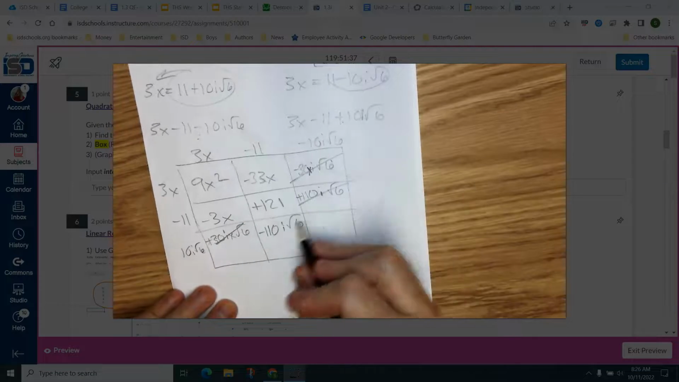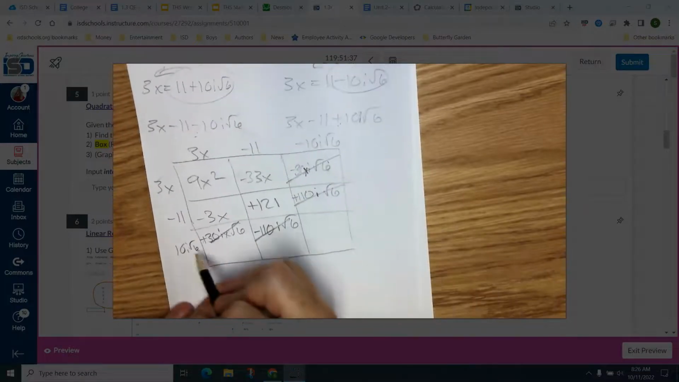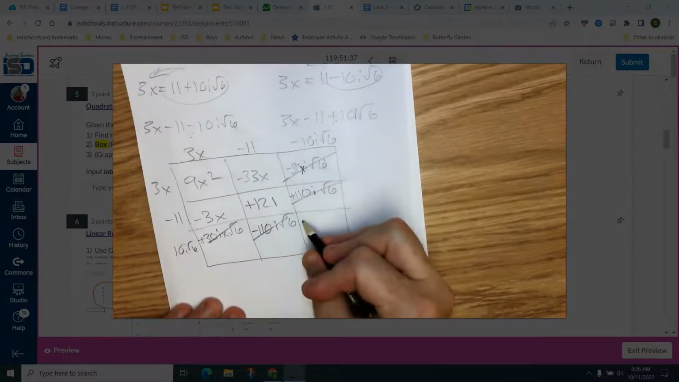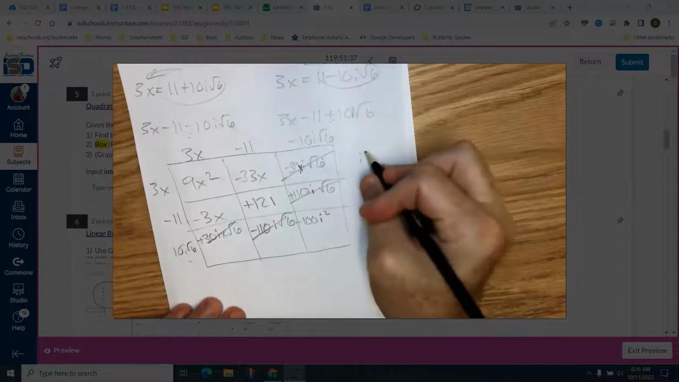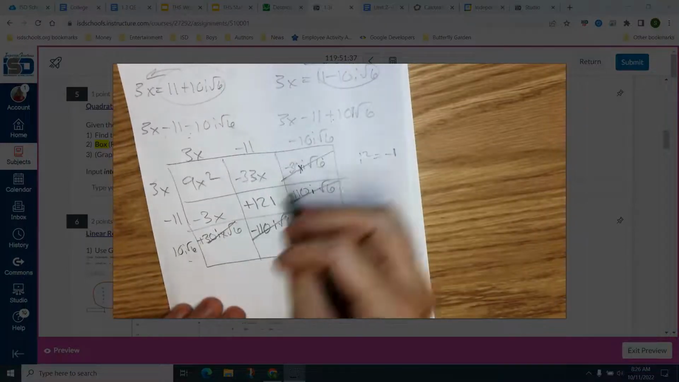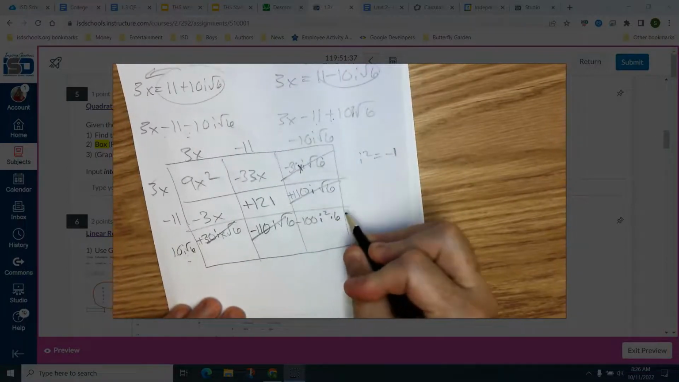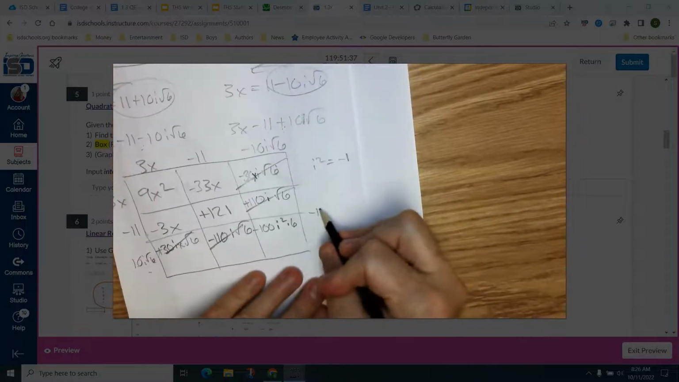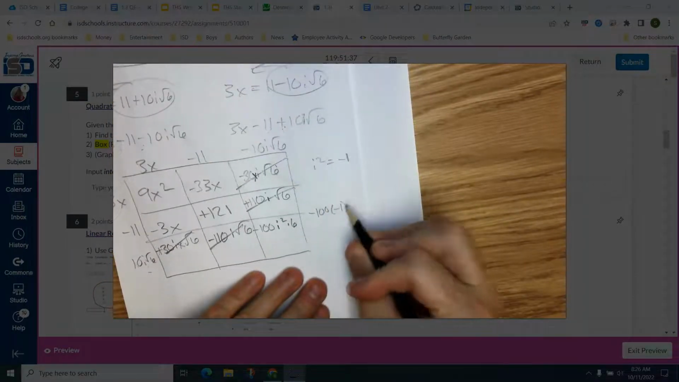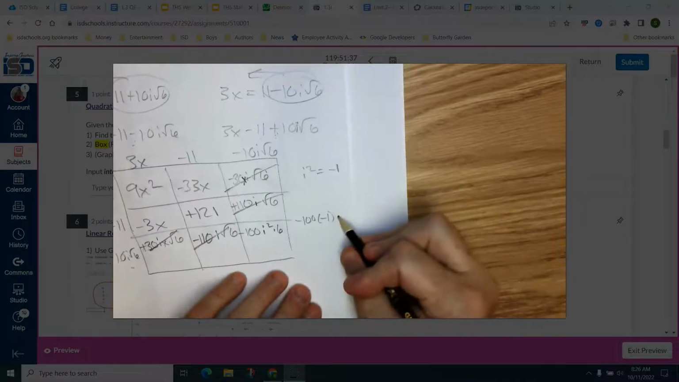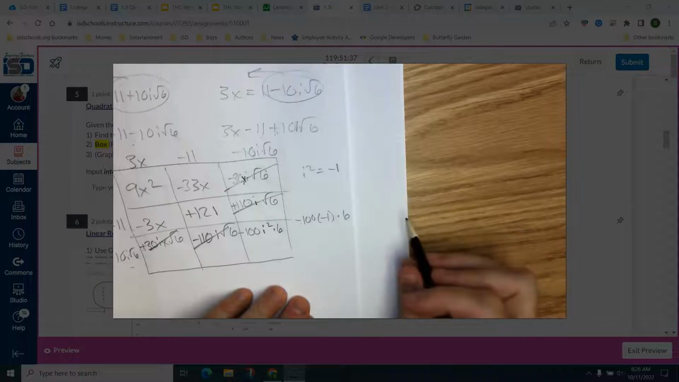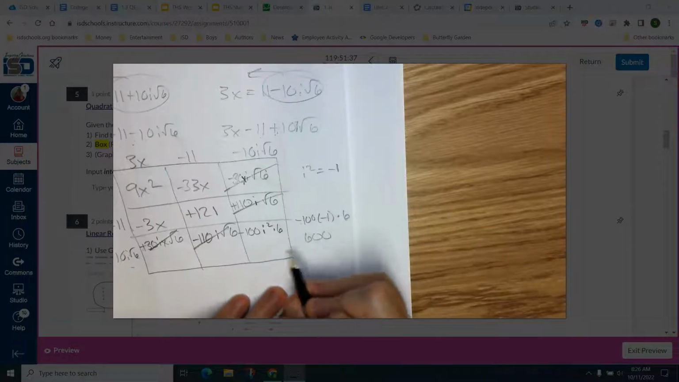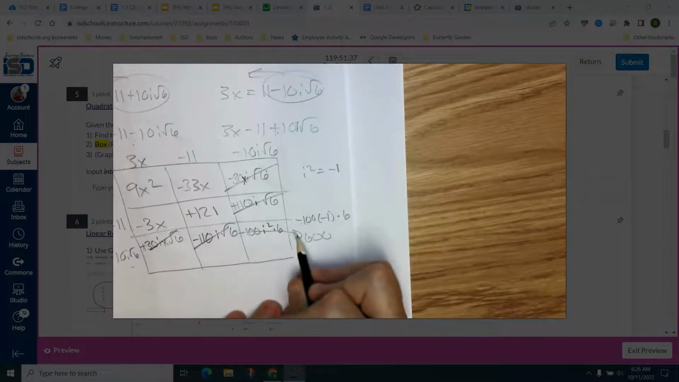Positive, negative, they cancel. Now I got 10 times negative 10 is a negative 100. I times I is i squared, that's going to be negative 1. And radical 6 times radical 6 is 6. So this is negative 100 times negative 1 (i squared) times 6. Two negatives make a positive, so that is 600.